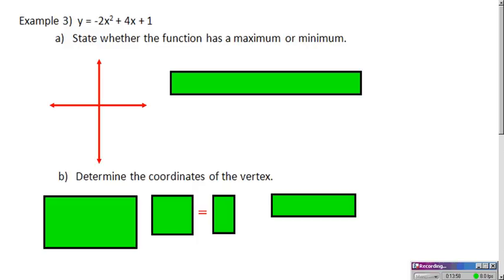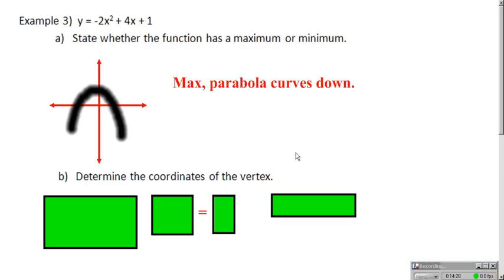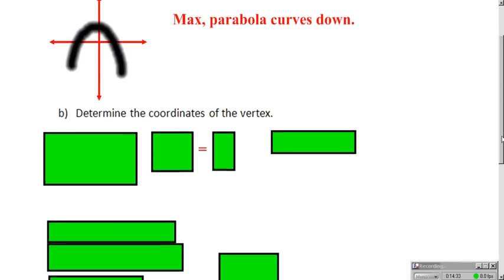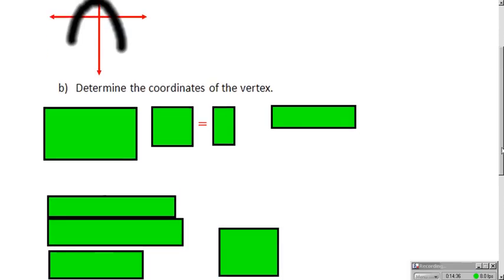The last example for the day, y equals negative 2x squared plus 4x plus 1. This is a negative 2, so negative 2 means that your graph is going to curve down. When it curves down, you're going to create a max value. Just to prove it to you, here's the curving down. Your max value would be right here. So it has a max or maximum. And B, I want you to go ahead and solve for the vertex.